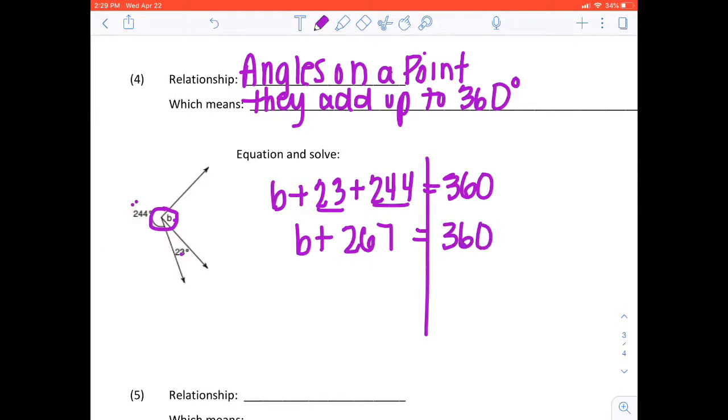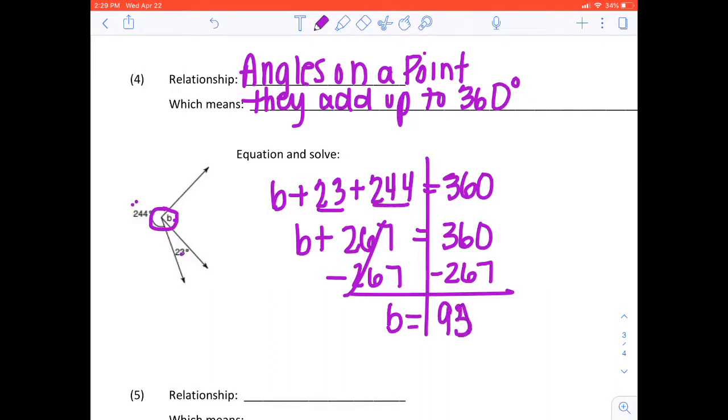And that'll make it a little bit easier to solve. So now I'm going to subtract 267 from both sides. Again, I'm going to use my calculator. 360 minus 267 gives us 93 degrees.